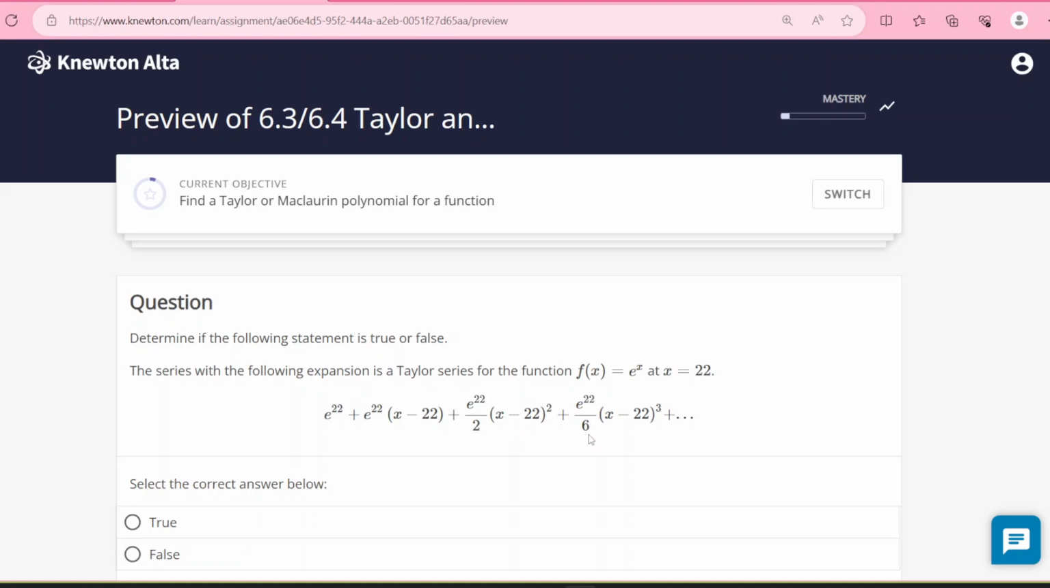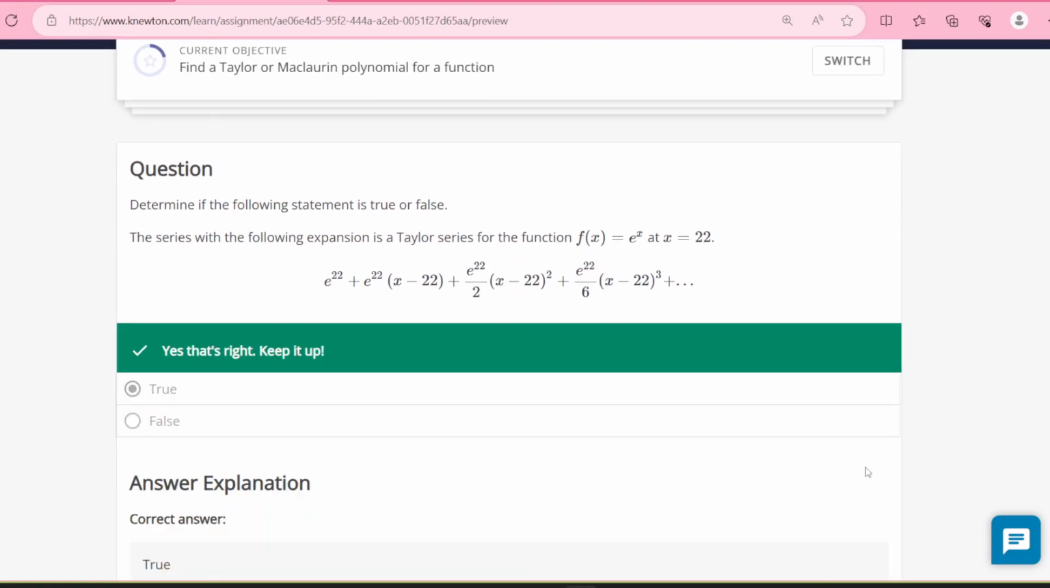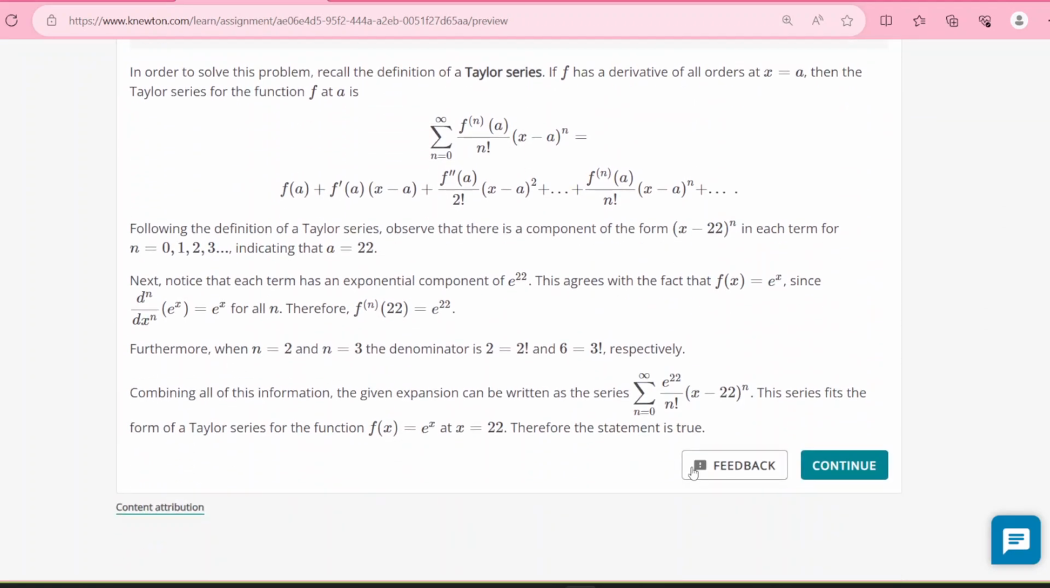So this is working out so far. And then you see all these powers of x minus the center, x minus 22 to the first, x minus 22 to the second, x minus 22 to the third. So yes, this expression that they're writing here, this series expansion, is the Taylor series representation for e to the x centered at 22. So true. And again, they probably take you through how it would be developed. Not too much.